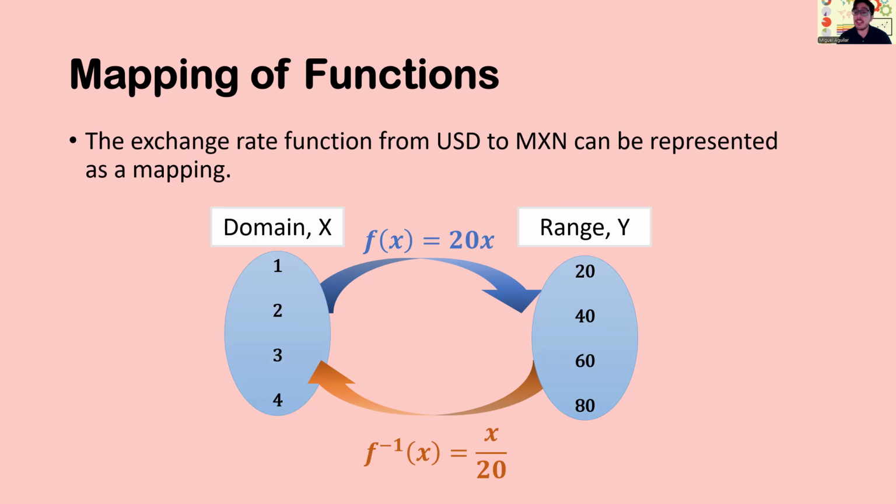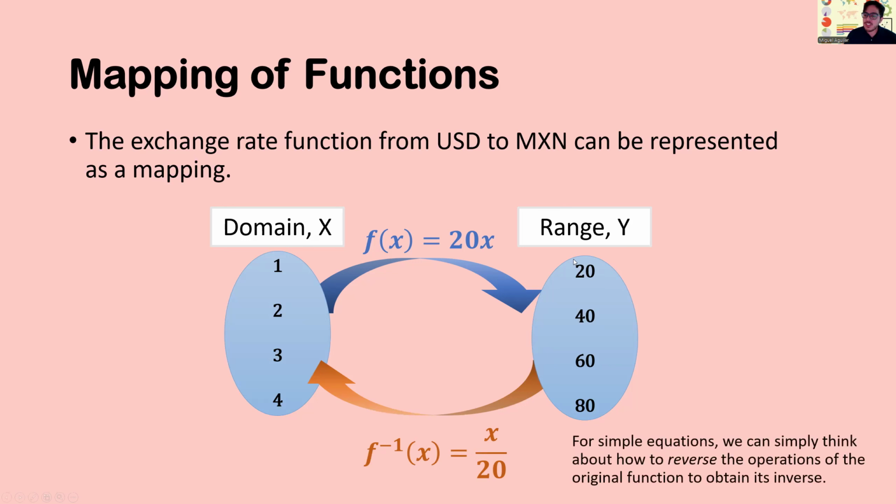Well, hopefully it does. This should be a very simple toy example. Not all the examples you're going to see in this class are this simple, but that's the main idea here. For simple equations, we can think about how to reverse the operation of the original function, and that can help us build its inverse. You guys understood that multiplying by 20 and dividing by 20 are opposites of each other, and so that's why we know the inverse is division by 20.